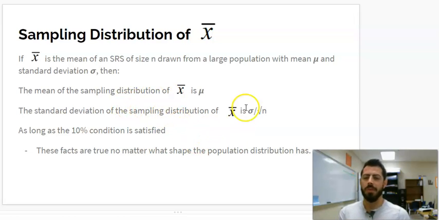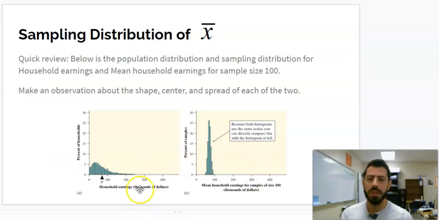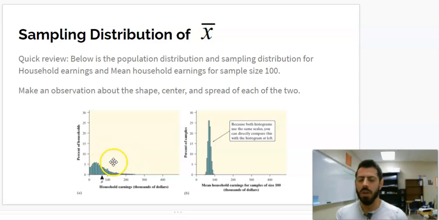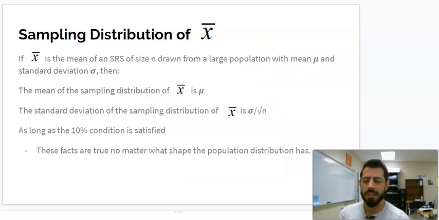The standard deviation for the sampling distribution of x bar is going to be equal to whatever sigma was, but it's going to be divided by the square root of n. So over here, if our standard deviation was, say, well, I don't know what it was, it doesn't matter, the standard deviation for this would be that same value except divided by 10, because 10 would be the square root of 100, as long as the 10% condition is satisfied. Now, this is going to happen no matter what shape the population distribution takes. We saw that in the first section of these notes.